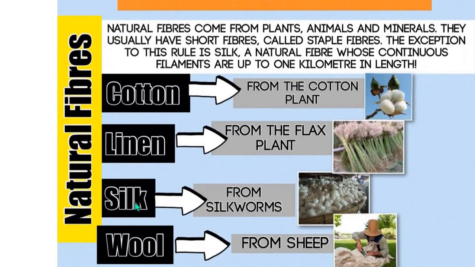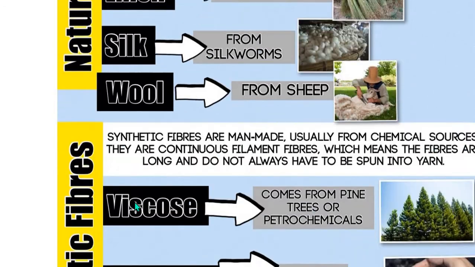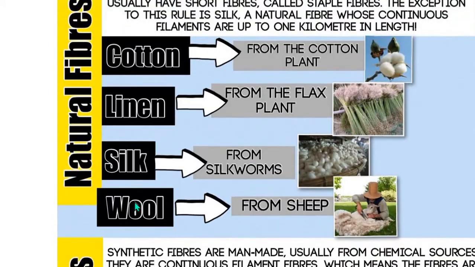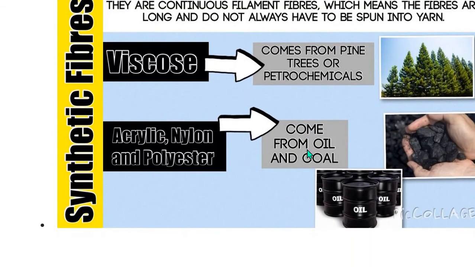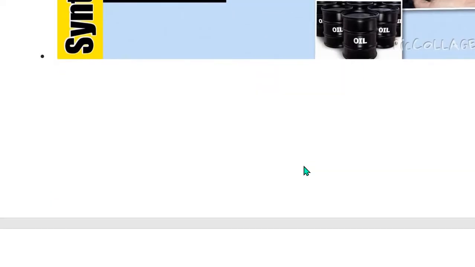There are two different types of fibers: natural fibers and synthetic or man-made fibers. Cotton, linen, silk and wool are natural fibers. Cotton fiber is made from cotton plants, linen from flax plants, silk from silkworms, and wool from sheep fur. And synthetic fibers are like viscose, acrylic, nylon and polyester. Viscose comes from the pine tree, and it is also made from petrochemicals. Acrylic, nylon and polyester come from oil and coal.